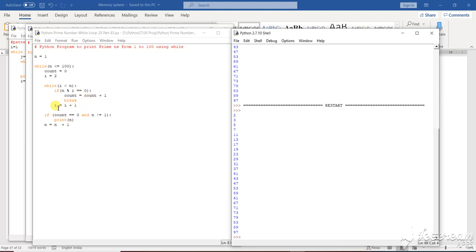Okay, so those simple changes have been done. If you follow the previous program nicely, here also you can follow it. So those changes have been done. Break, then i equals i plus 1. As i equals i plus 1, what you find is, if count equals 0 and n not equal to 1, the same condition has been applied. Okay, print n, and as it prints n, n equals n plus 1, that means n is increasing.